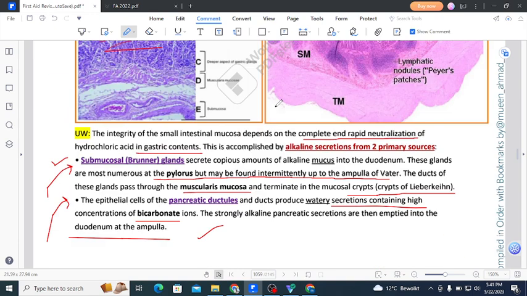Now let's talk about what stimulates the alkaline secretion. We were talking about the alkaline secretions in the duodenum. Those secretions were coming from number one, the Brunner glands, and number two, the epithelial cells of the pancreatic ductules. These two were responsible for secretion of the bicarbonate ion in the duodenum, because the duodenum is facing the acidic chyme coming from the stomach.